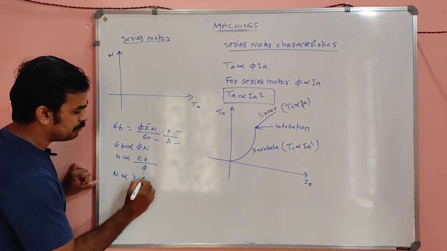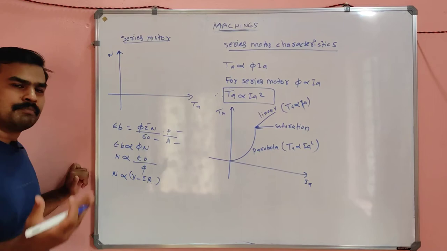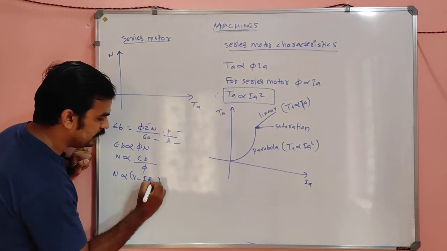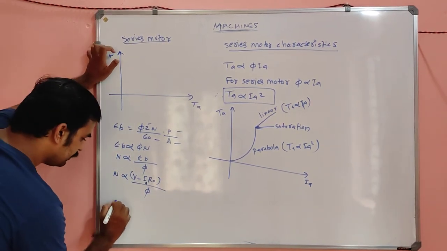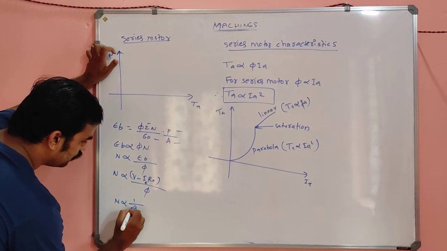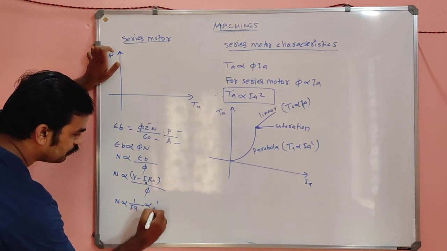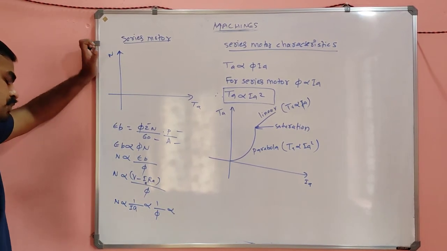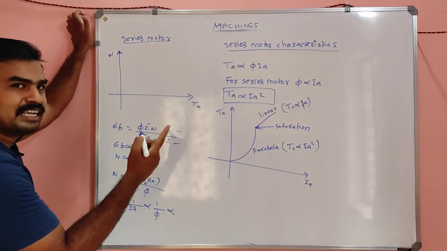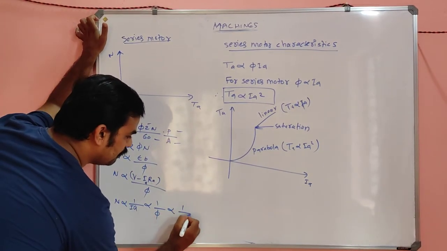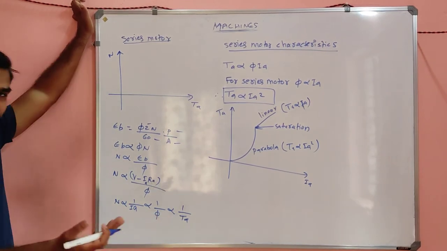And what is EB proportional to? V minus I into R, simply I into R, my dear. For a series motor it is very easy. So N is proportional to I into R divided by phi. So I can say that N will be inversely proportional to IA, and it is inversely proportional to phi. Since torque is proportional to phi into IA, N will again be inversely proportional to TA.